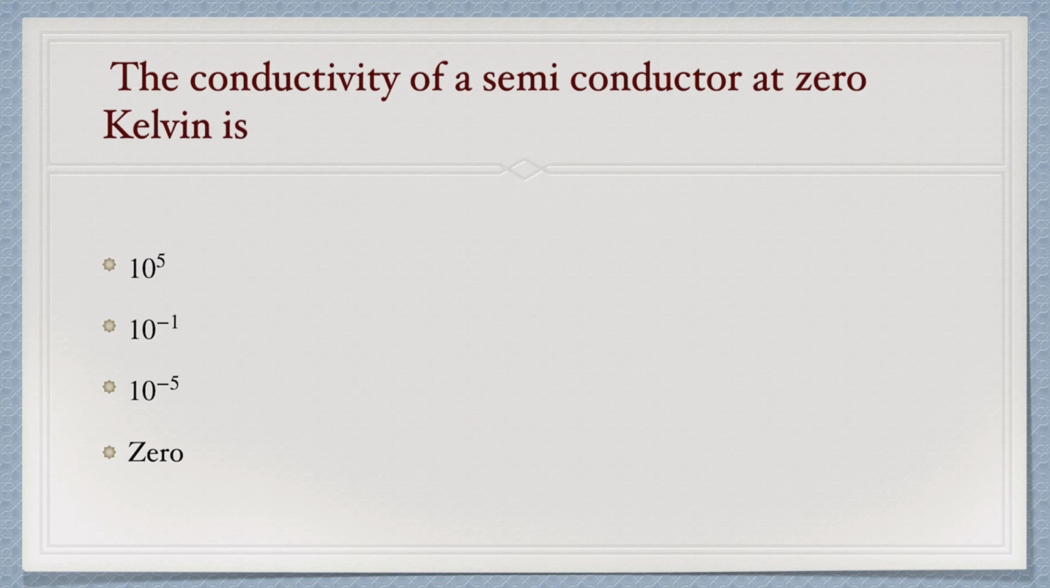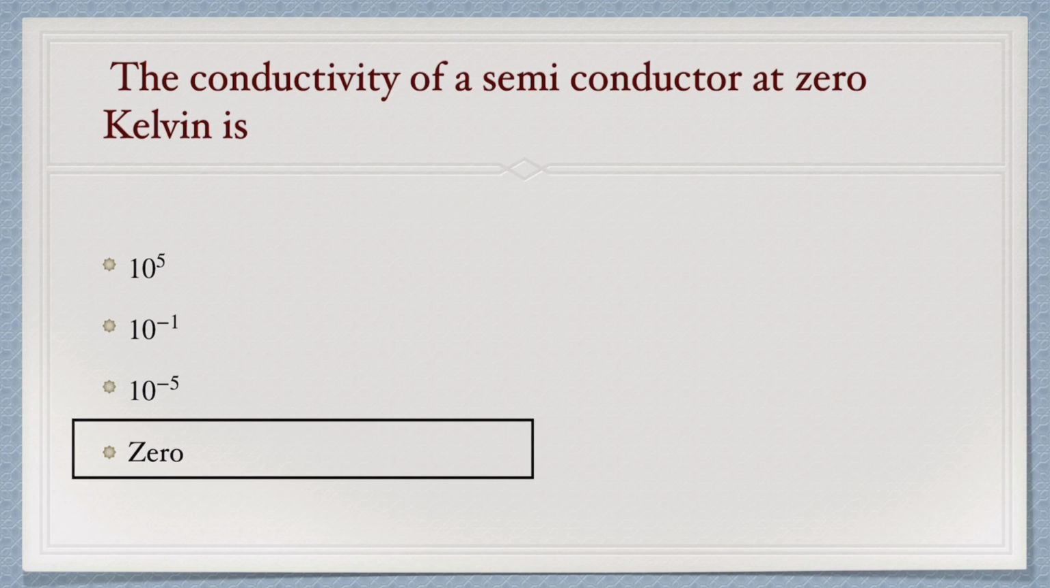Next question is: the conductivity of a semiconductor at 0 Kelvin is. So basically semiconductors are materials whose electrical conductivity varies between conductor and insulator, and at 0 Kelvin a semiconductor behaves like an insulator, which means conductivity will be 0. So option 0 will be correct.